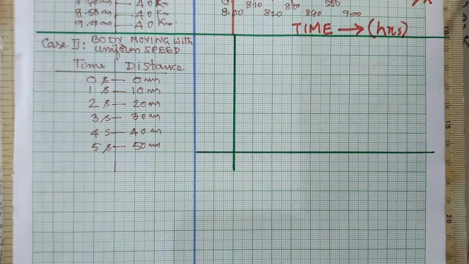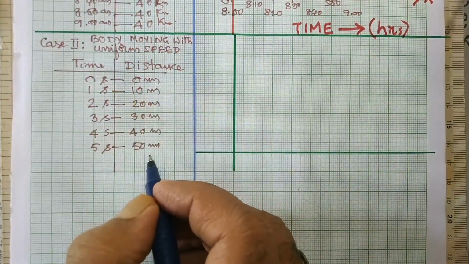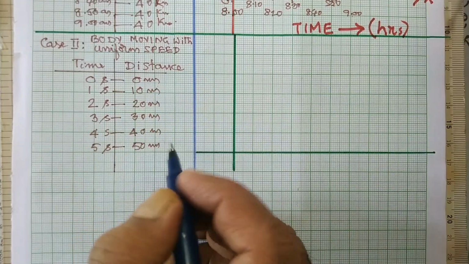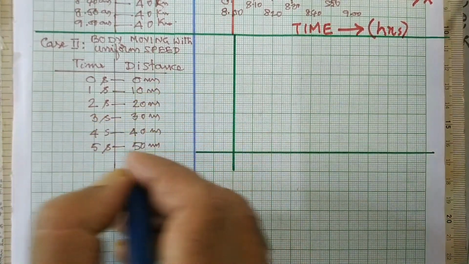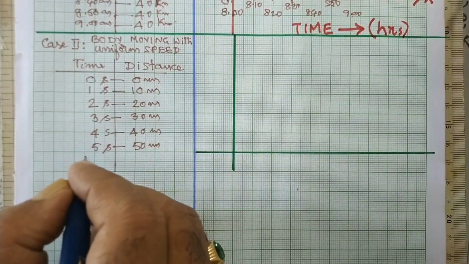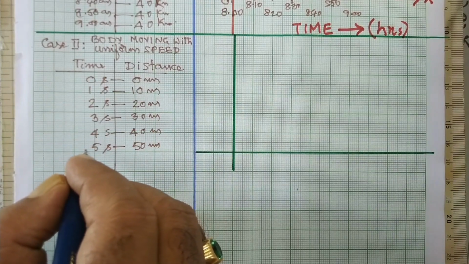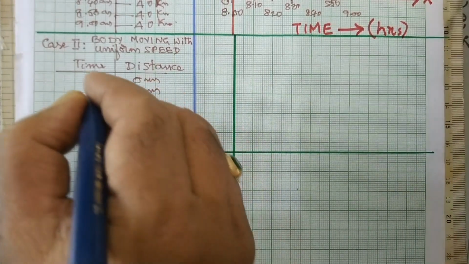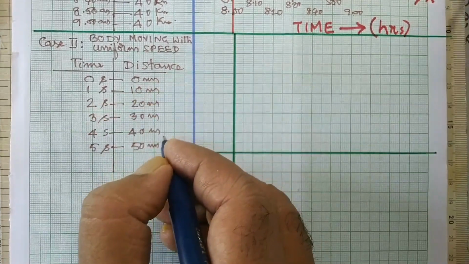This is what is happening when moving with a uniform speed. Whenever it is moving with a uniform speed, the table will come like this. Already we have seen the definition. It covers equal distances in equal intervals of the time, which I already explained. In equal intervals of the time, it is covering equal distances.